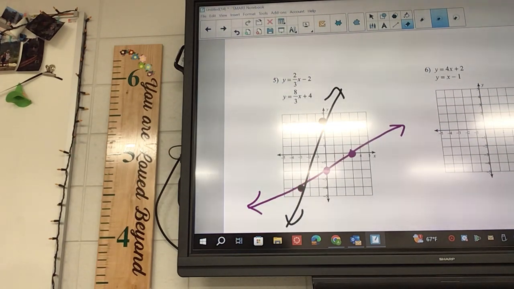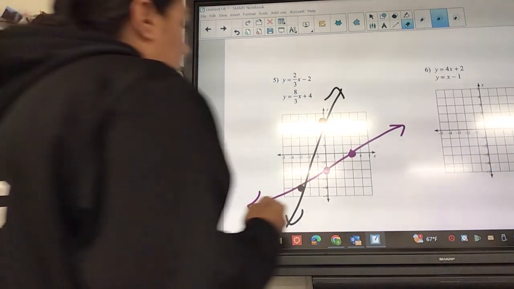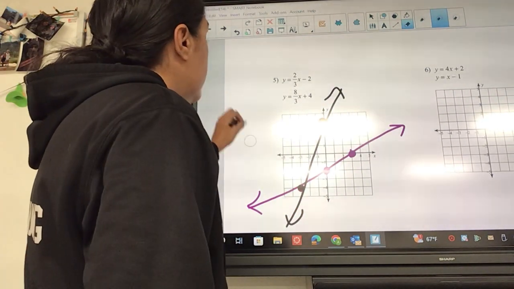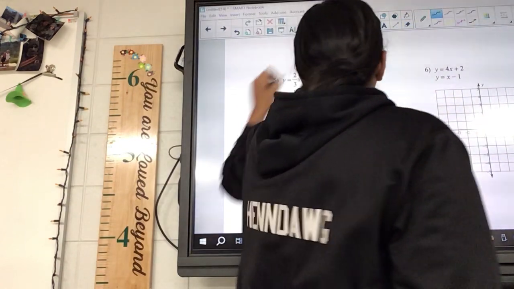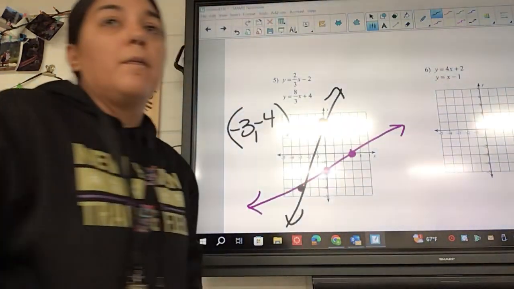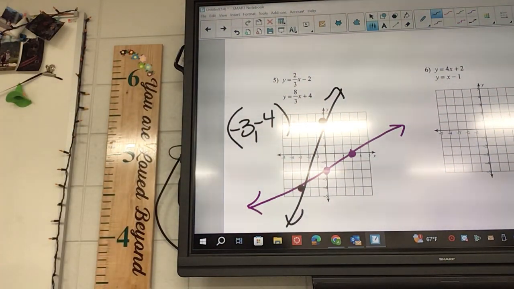What is that coordinate? Anybody? It's going to be -3, -4. Okay, the 3's got to go first. So -3, -4. Okay, because we always look up and down, and then we look left and right.